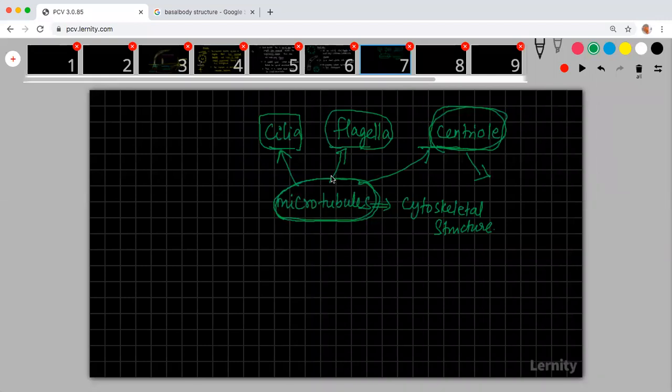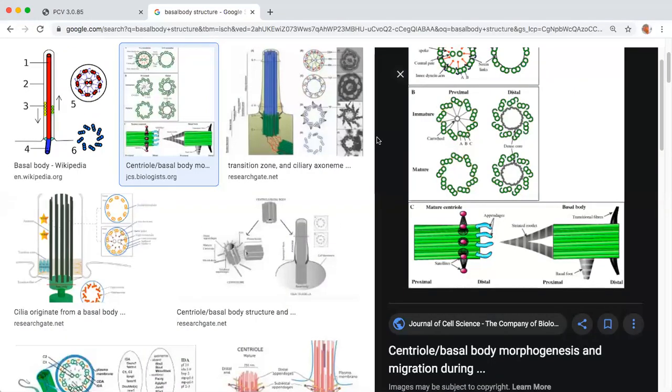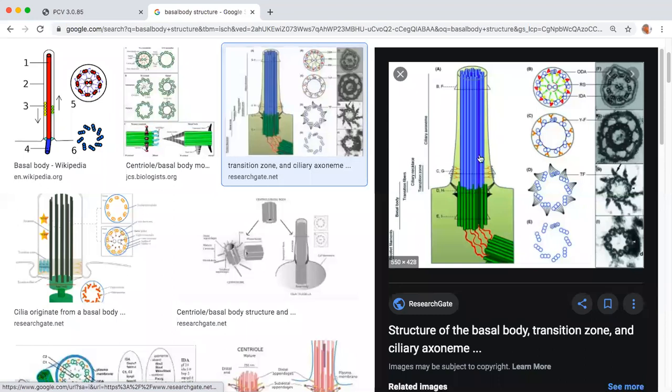In the previous class, I wrote that flagella has basal plate, basal body, rootlets, and then also the fourth one is axoneme. There are four parts in any of these things. Let us try to see the parts of the flagella. You see here, this is showing you the structure.